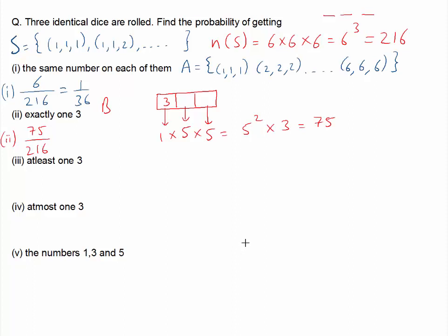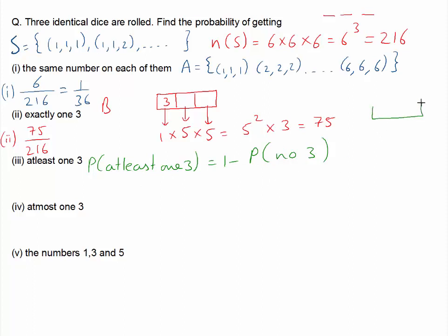The third is getting at least one 3. Now if we want at least one 3, that means we can have either exactly one 3, or exactly two 3s, or exactly three 3s. Probability of at least one 3 would be equal to 1 minus the probability of getting no 3s, because this event is the complement of at least one 3. Now we just need to find the probability of getting no 3s.